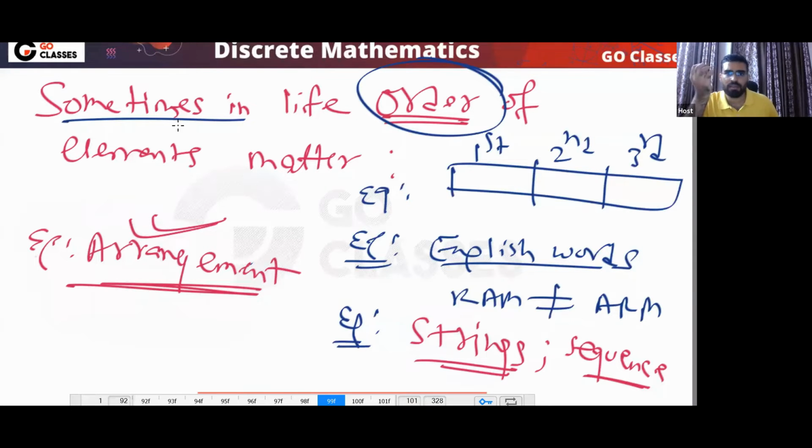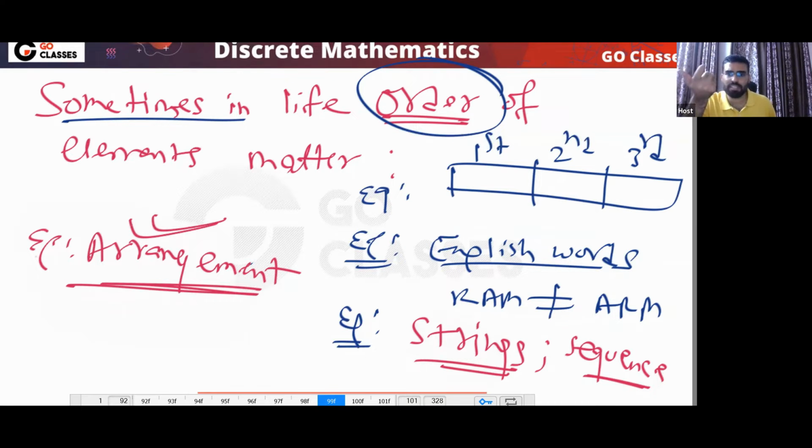Like for example, sometimes in life order will matter. For example, English words. In an English word, order will matter. Ram and arm, these are different. So order of elements will matter. For example, string, sequence. These are the examples of where order will matter.